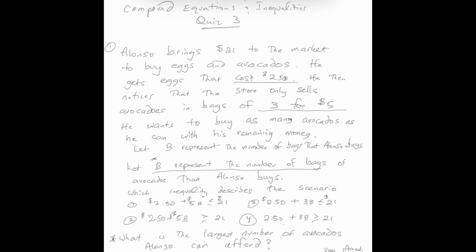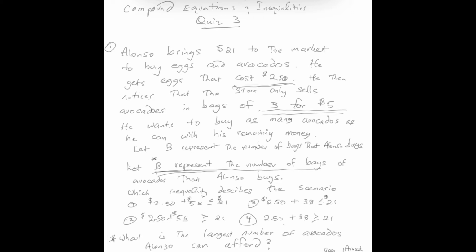So we're going to call B the number of bags that he buys. We're going to look at which inequality here, 1, 2, 3, or 4, would be the best to represent this situation. Notice I've underlined a couple things. The cost of the eggs is a fixed cost. And then the avocados are 3 for $5. That's a variable cost depending on how many bags B that he buys.